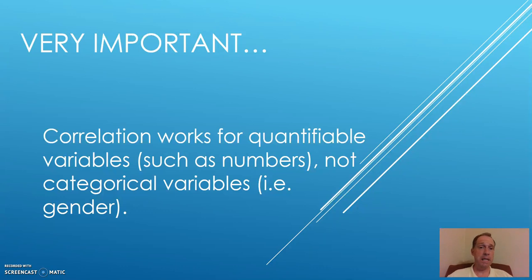You of course could do statistical comparisons, but you wouldn't use exactly a Pearson correlation to make that. You could look at the mean or the median or the mode grade that different genders got on different tests, but when you're doing pure correlation, you're looking at quantifiable numbers, not categorical variables.